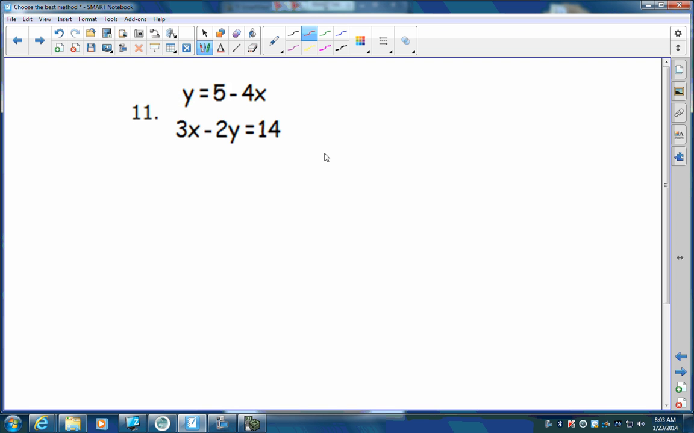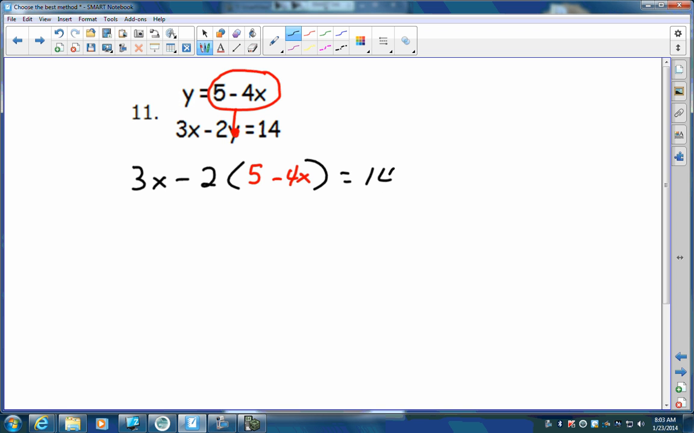How is this set up? This is set up for substitution. Circle what y equals. Put it in here for y. So as I rewrite it, I get 3x minus 2 times, instead of y, put in there 5 minus 4x. And that equals 14.